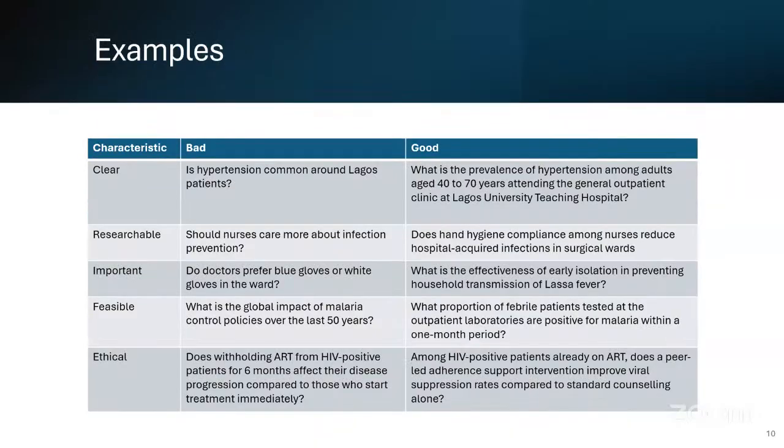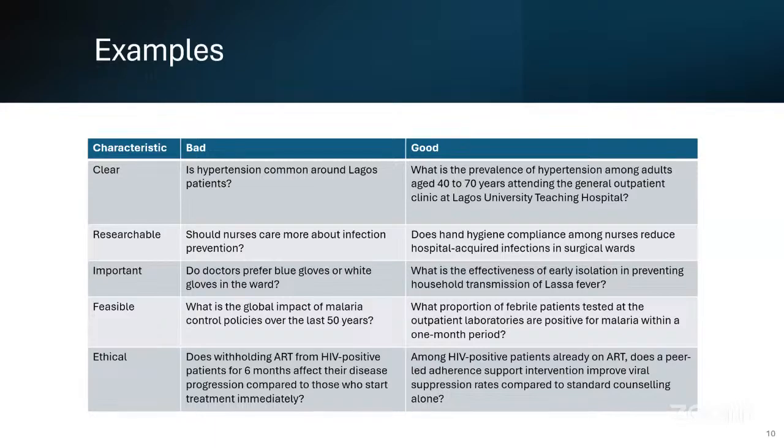So now these are some examples. By clear, what we mean is that you want your question to be such that anybody who reads it understands exactly what you want to do. So you are not leaving any stone unturned. You don't just make it vague. You make it as specific and understandable as possible. And so I have some examples here.